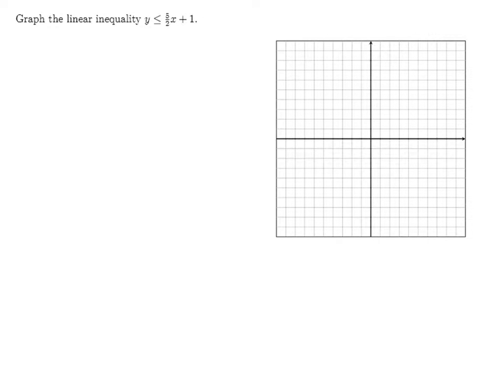Now it's your turn to graph a linear inequality in two variables. Stop this video, take a moment to write out your answers to these problems in your lecture outline packet, and then turn the video back on to check your answers.